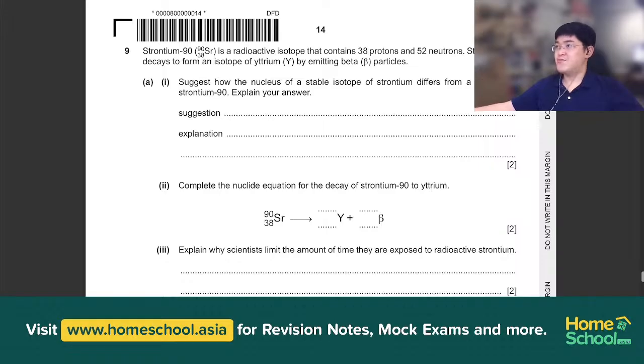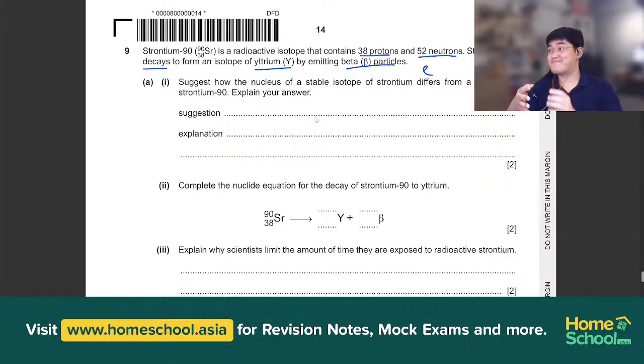Number 9 asks you about strontium-90. It's a radioactive isotope with 38 protons and 52 neutrons, okay? And strontium-90 decays to form an isotope of yttrium, emitting beta particles. Beta particles, you know what it is, right? It's an electron. Okay, so suggest how the nucleus of a stable isotope of strontium differs from a nucleus of strontium-90.